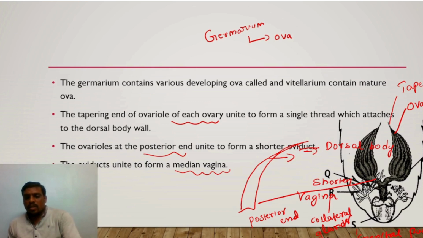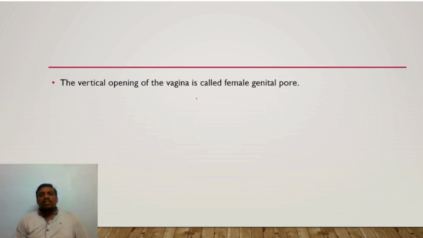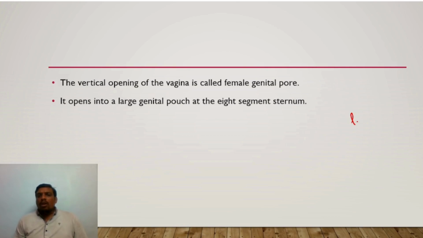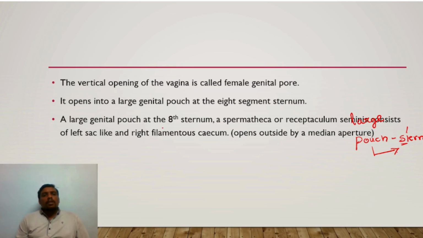Now, the vertical opening of the vagina is called the female genital pore. It opens into a large pouch-like structure, which I have shown you in the diagram. This pouch-like structure is present at the 8th segment, formed by the sternum, which belongs to the skeletal element of the cockroach. A large genital pouch at the 8th sternum is the spermatheca or receptaculum seminis, the scientific name.